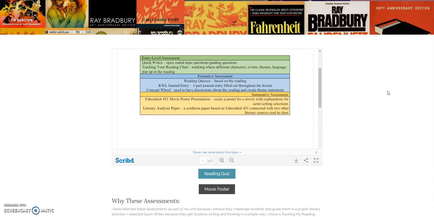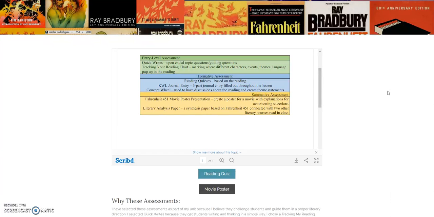Then the summative assessment would be a Fahrenheit 451 movie poster presentation. So the kids would create a poster for a movie for Fahrenheit 451, and then they'd have explanations as to why they selected the settings or why they selected certain images and how they relate to Fahrenheit 451.